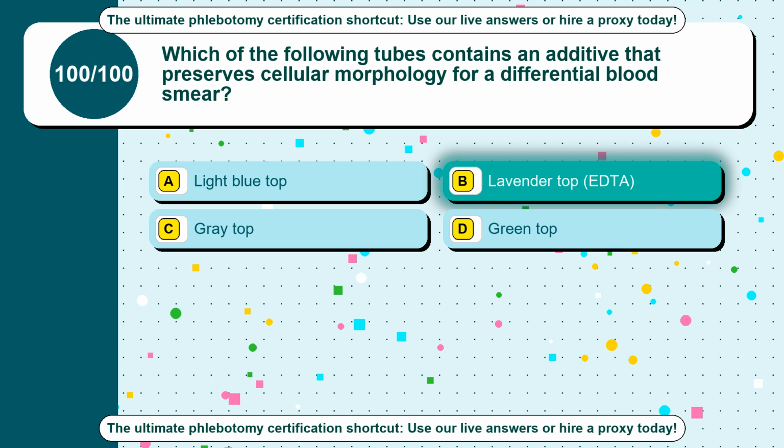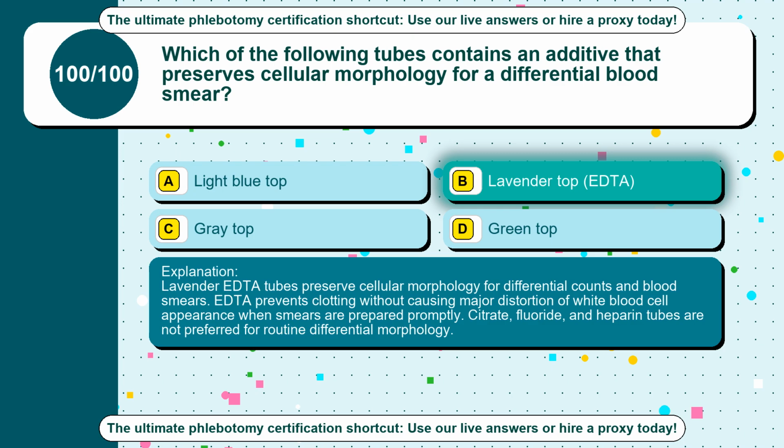Lavender top, EDTA. Lavender EDTA tubes preserve cellular morphology for differential counts and blood smears. EDTA prevents clotting without causing major distortion of white blood cell appearance when smears are prepared promptly. Citrate, fluoride, and heparin tubes are not preferred for routine differential morphology.